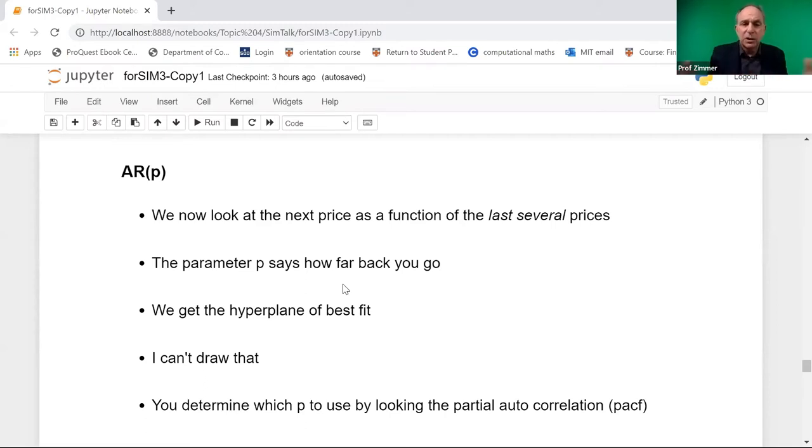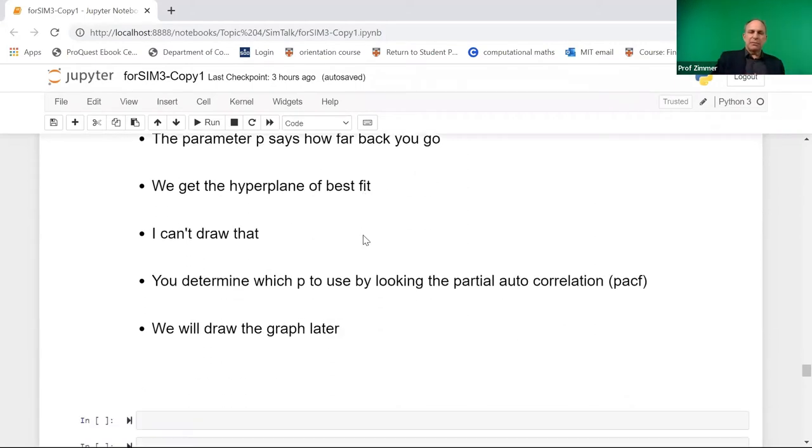What we really want is to look at quite a few numbers that have come before. We want a pattern of behavior that's not just what happened last time, but what happened the last 5 times, or the last 10 times, or what have you. And that's called AR(p). So it's the same idea. You're going to get a best fit surface in the higher dimension, around some points. It's the same.